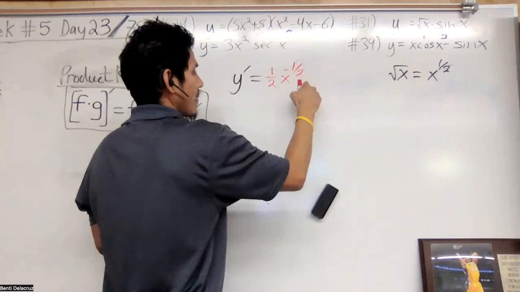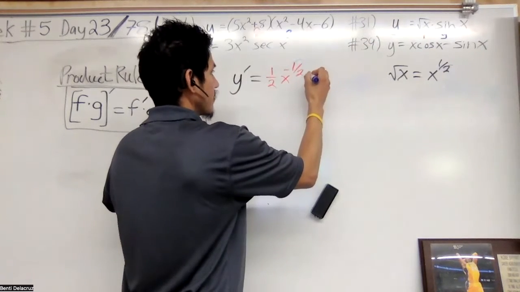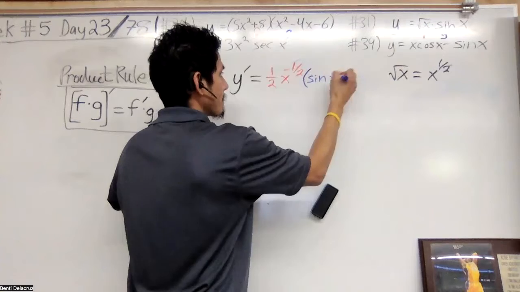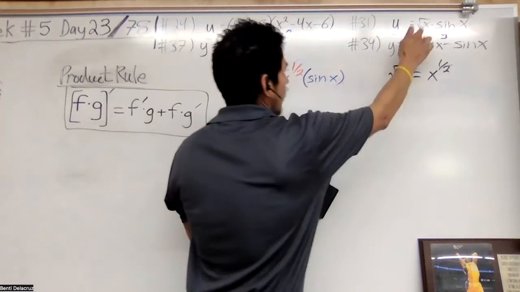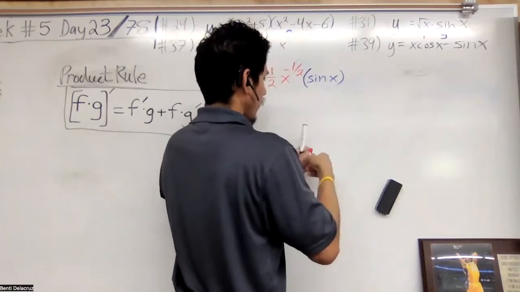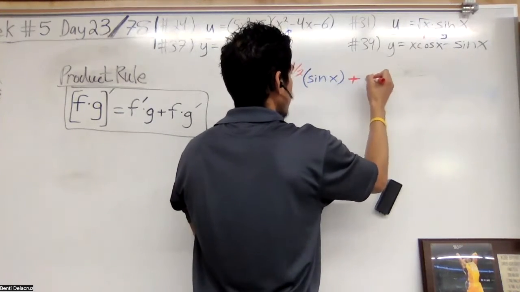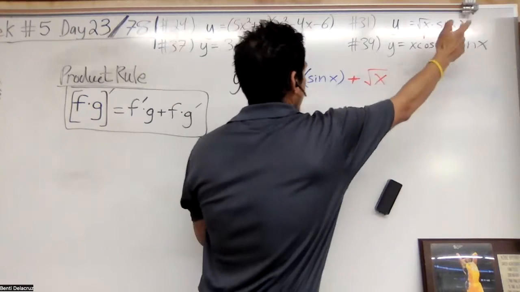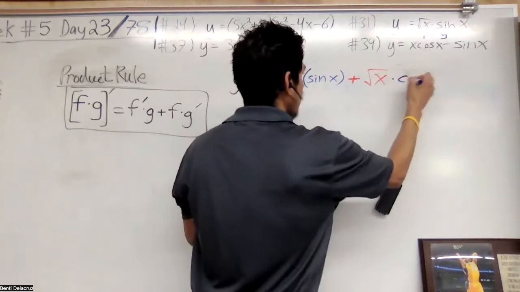And then we multiply that by g. So we keep g the same. So we multiply this simply by the sine of x. And then we add this to f. Add it to f the way it is, add it to the square root of x. And then we multiply it by the derivative of sine of x, which is the cosine of x.